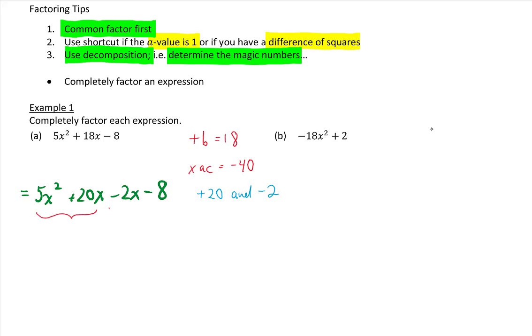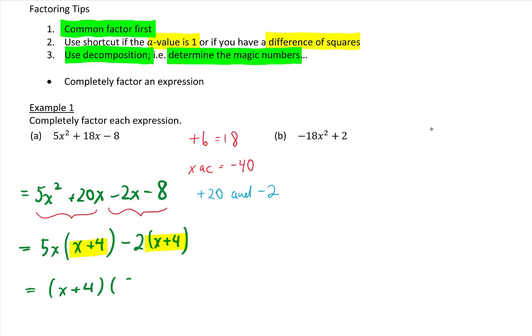Next is to factor by grouping since we have 4 terms. In our first two terms, we have a 5x, that's common. That leaves us with x plus 4. And in our next two terms, we're going to take out a negative 2, which leaves us with x plus 4. We have x plus 4 as a common factor. So finally, we get x plus 4 times 5x minus 2.